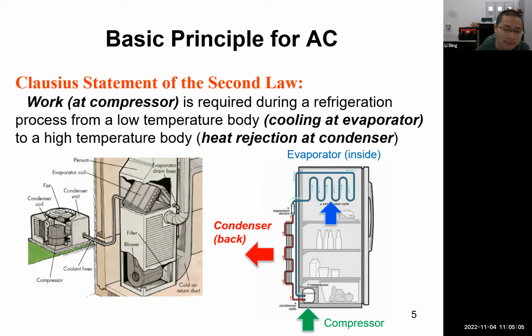The same principle applies in AC units. On the left side chart, you can see the work input at the compressor, and heat is absorbed at the evaporator, or the cooling coil. And the heat is rejected at the condenser to the outdoor air. So this is the basic principle.